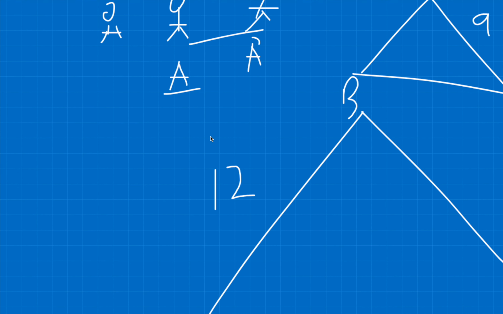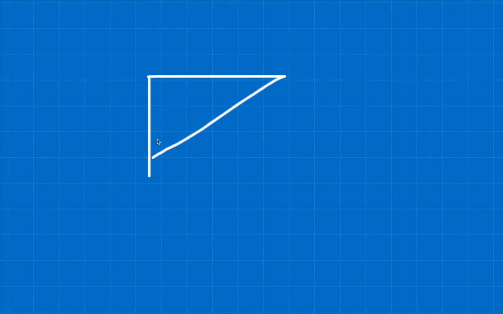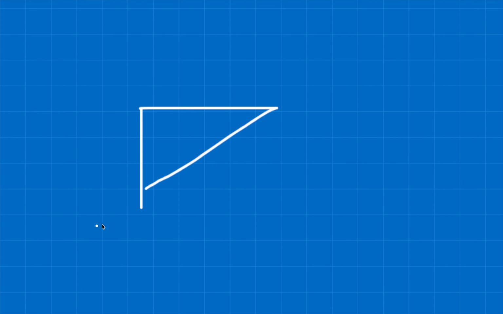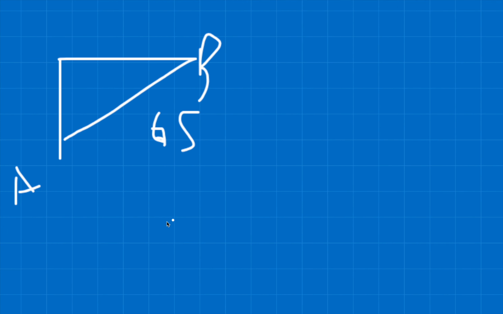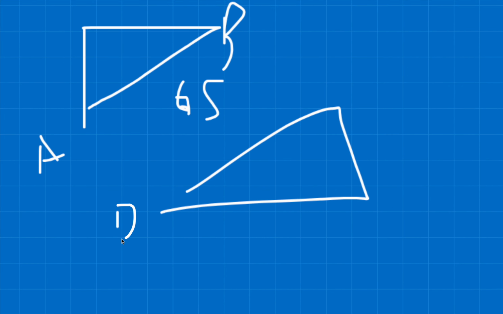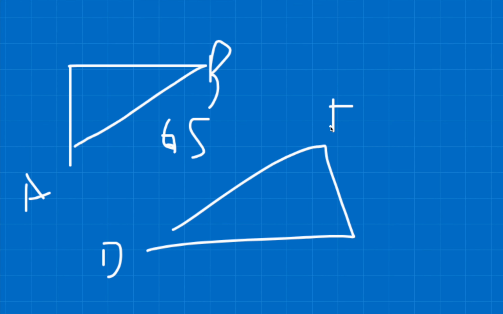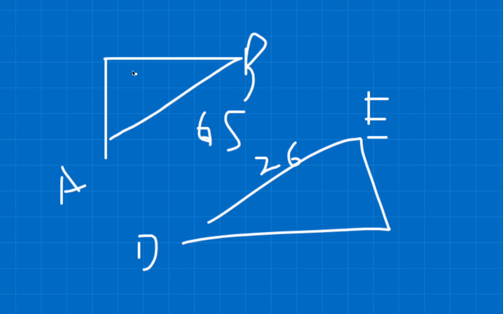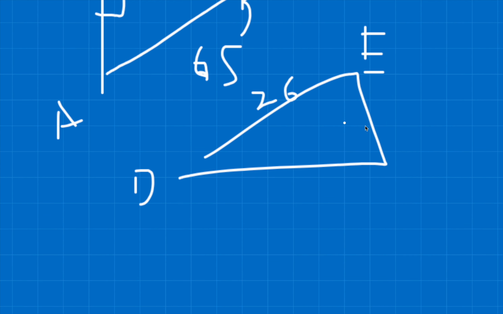Okay, so with another example, let's go down a bit and let's say that we have this triangle over here, and we have A and B being 65, and another triangle where D and E is 26. Now realize that these triangles look like right triangles, right?